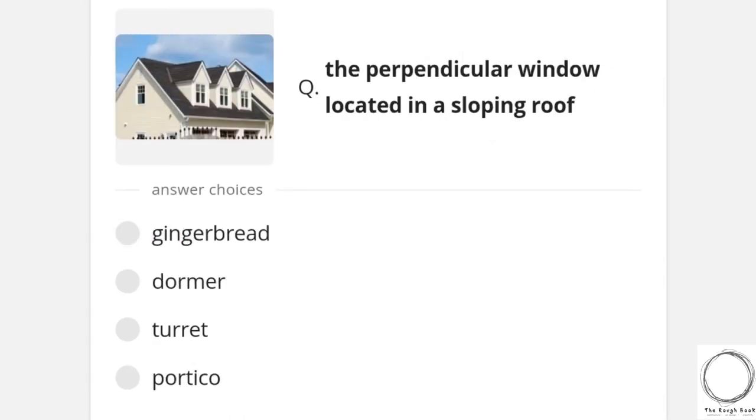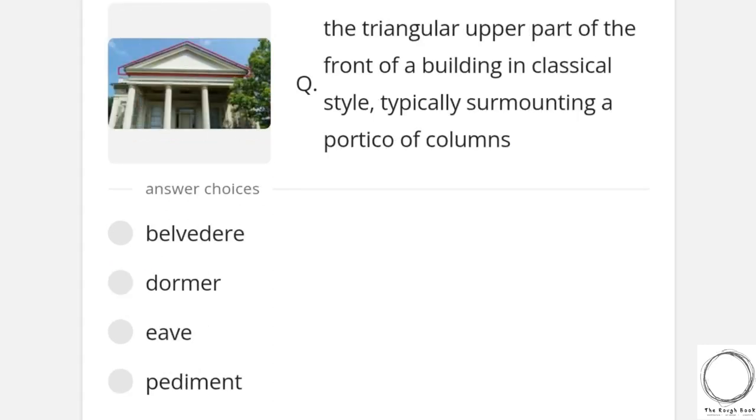Moving ahead, the perpendicular window located in a sloping roof, and the options are gingerbread, dormer, turret, and portico, and the right answer is dormer window, like you can see in the image above. Moving ahead, the triangular upper part of the front of a building in classical style, typically for mounting a portico of columns, and the options are belvedere, dormer, eave, pediment, and the right answer is pediment.